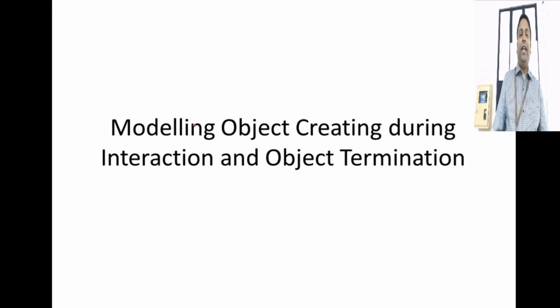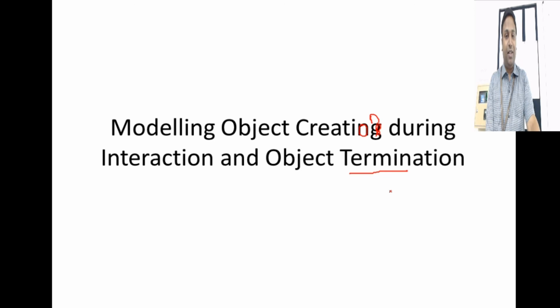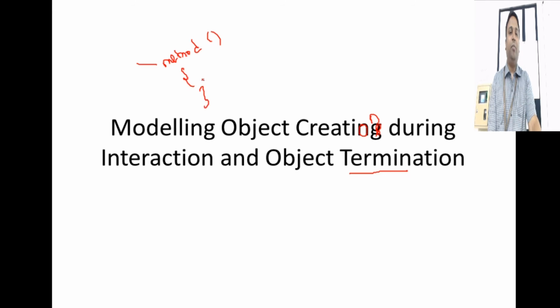Modeling object creation, I'm sorry, modeling object creation, it should be creation during interaction and object termination. So you have to understand these two things. See, I can call a method and within that method I can create an object. You understand? I can call a method, within that method I can create an object.